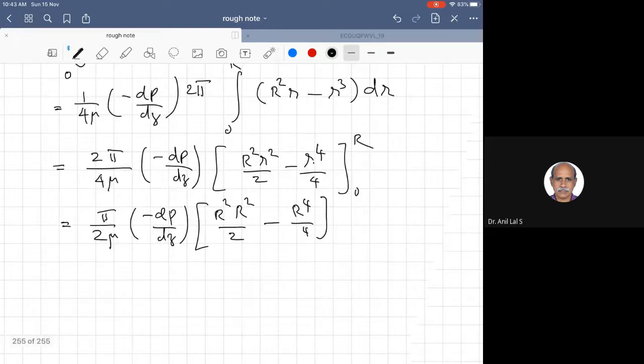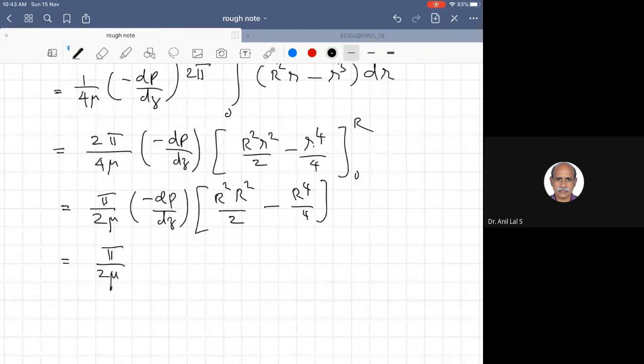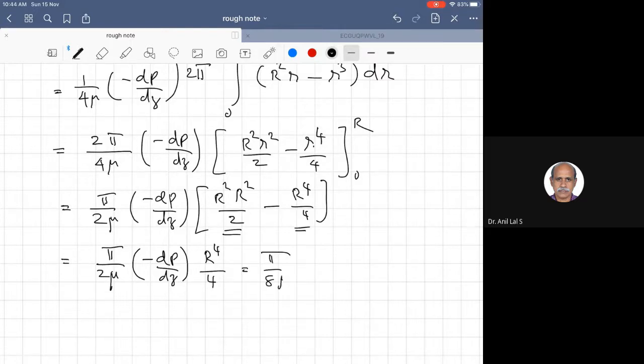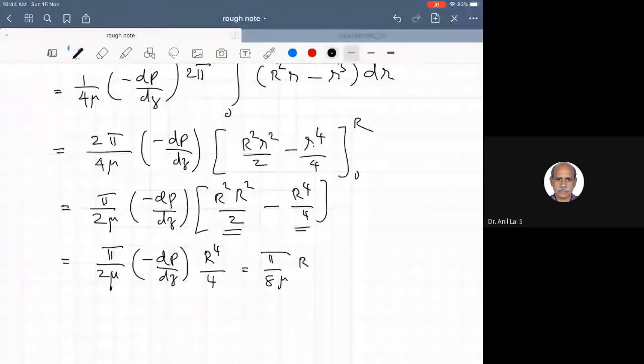And π/(2μ) times minus dp/dz into this: R to the power 4 by 2 minus R to the power 4 by 4 becomes R to the power 4 by 4. So Q is equal to π/(8μ) R to the power 4 into minus dp/dz.